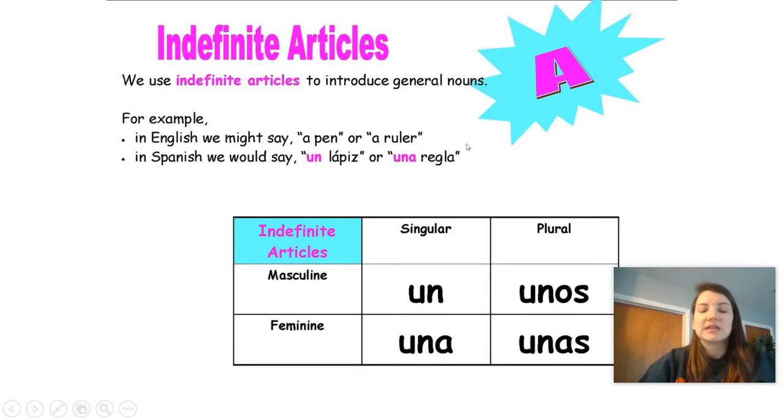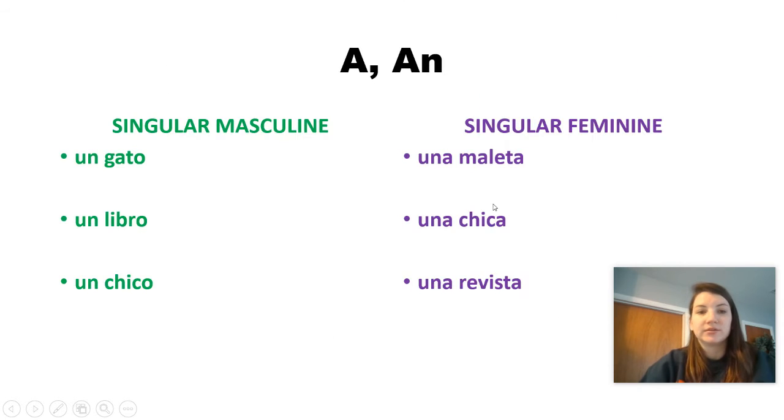Indefinite articles are used to introduce general nouns, and it's like saying a, an, or some. Masculine singular indefinite articles are un, masculine plural, unos, feminine singular una, and feminine plural unas. Like I said, the singular version of an indefinite article is like saying a or an.